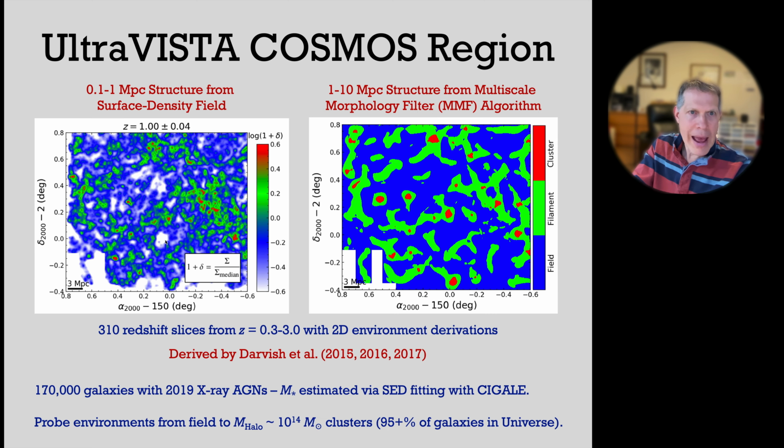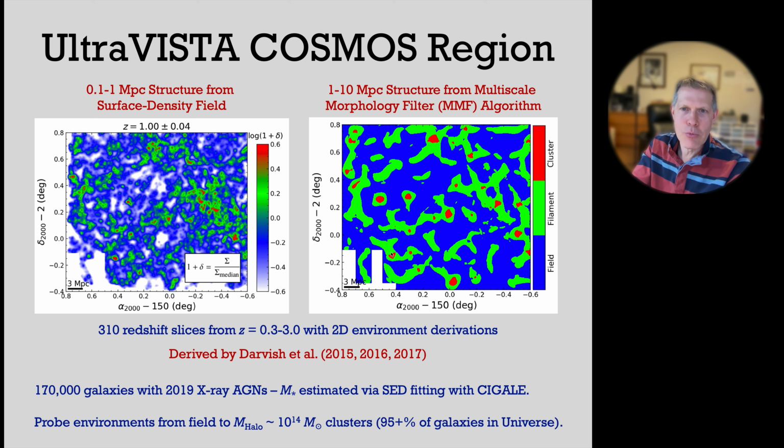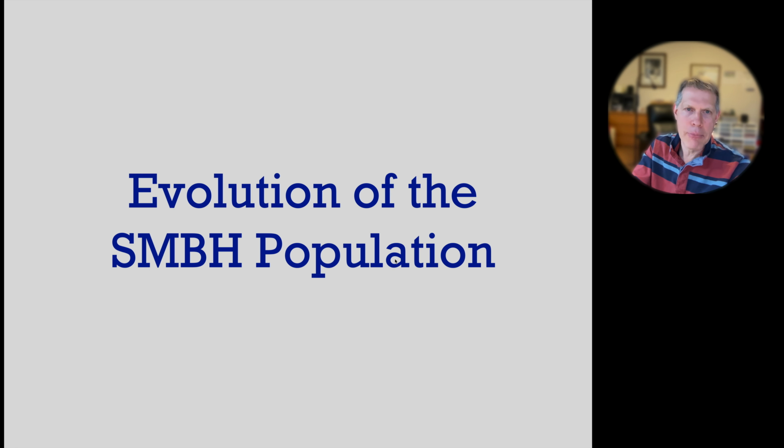Now that contrasts a bit with these studies, which I've already highlighted, but these of course are homing in on the very rare, most massive structures in the distant universe. So perhaps as one goes up to even higher mass structures, there does arise a dependence of black hole growth upon environment, and it will be very valuable ultimately to connect studies like these with studies like these, and we're working on such studies at present.